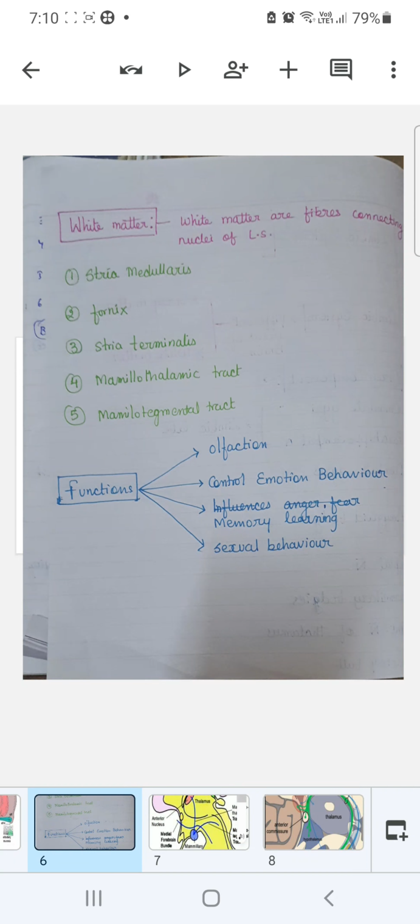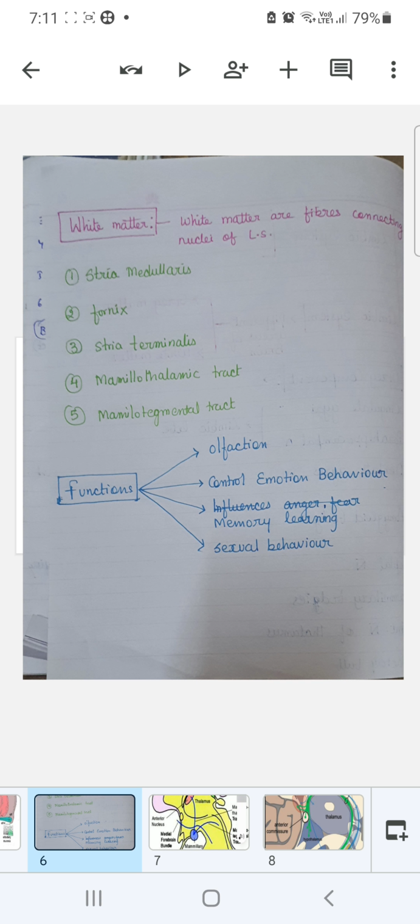Now, the white component of the limbic system. The white matter component is actually a collection of fibers or bundles of fibers, or what we call tracts, which are connecting the different nuclei of the limbic system. So the white matter are actually tracts or fibers.